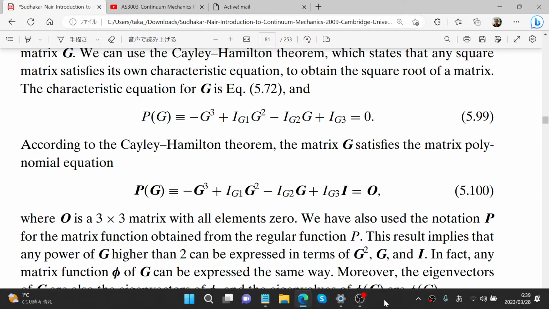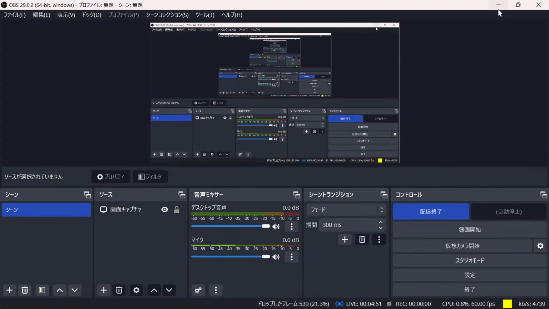Let me check my mic condition. Mic condition is okay.